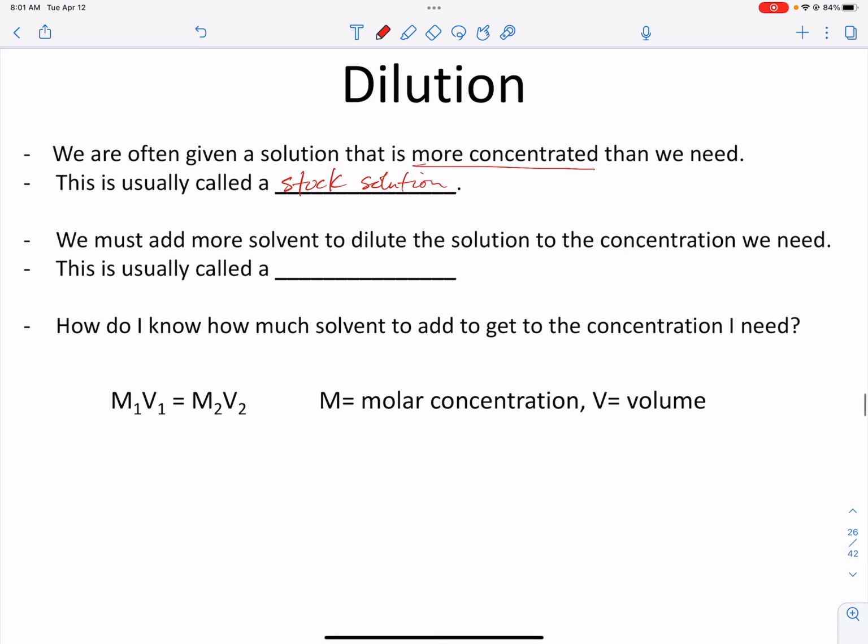So we must add more solvent to dilute the solution to the concentration that we need. And the one we're going to need, the one we're working with, is called our working solution.